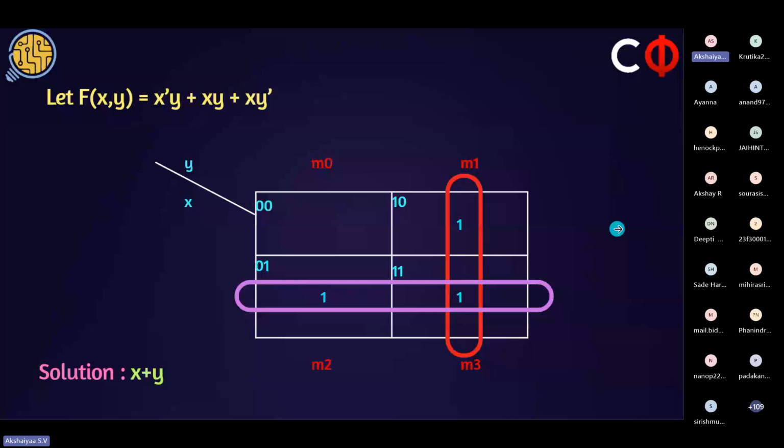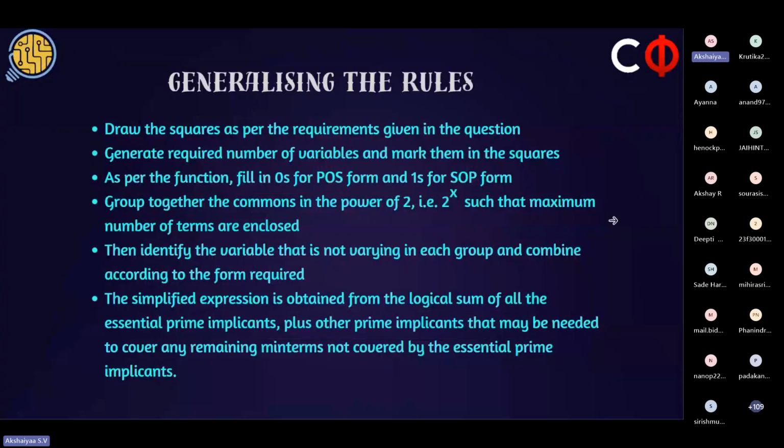So what are the generalized rules which are available? You will draw the number of squares as required by the question. From the question itself, you will see the number of variables which are present. If there are two variables, you will draw a 2D K-map. If there are three variables, you will go for a 3D K-map, and so on. I told you we're going to be dealing only with SOP form, a sum of product form, or minterm function. So whatever term is there in the function, I'm going to represent that term with 1 in an SOP form. If there is a POS form, I'll go and fill in 0 in that place.